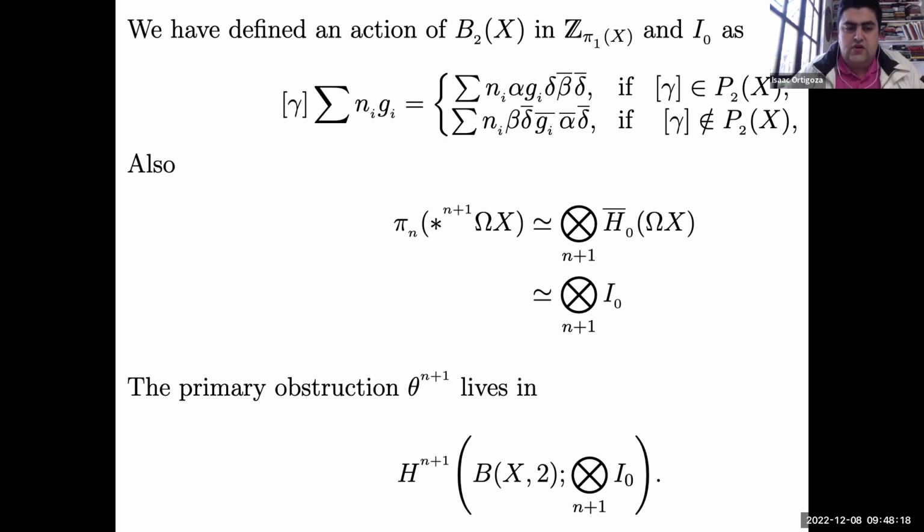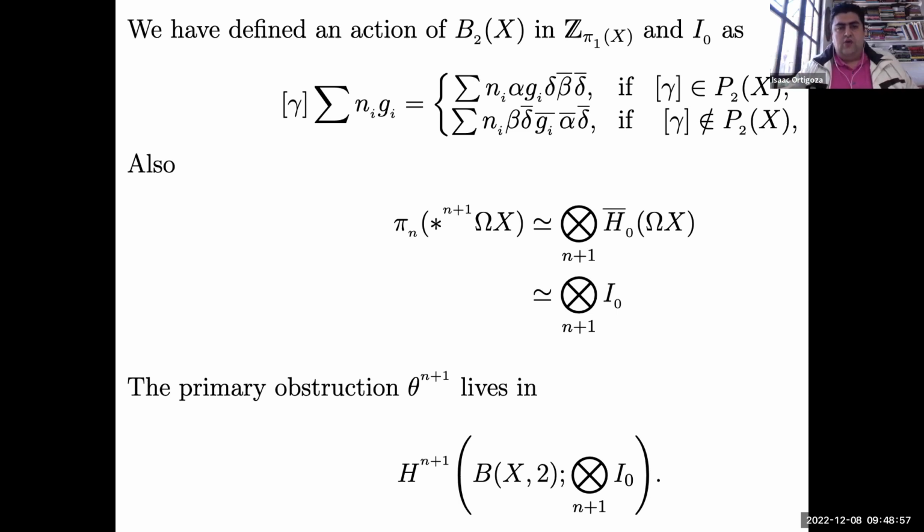Also, the Schwarz theorem says that the first obstruction to create a cross section of the n+1 join map is the n+1 product of the first obstruction to create a cross section of the fibration P.